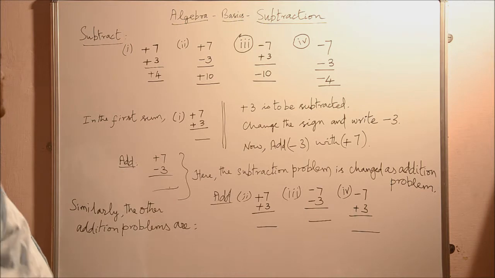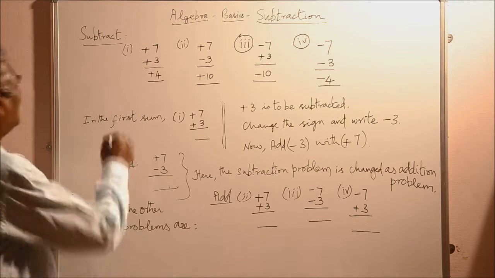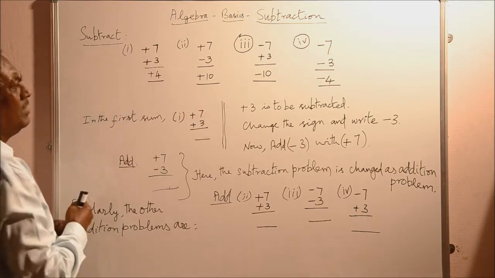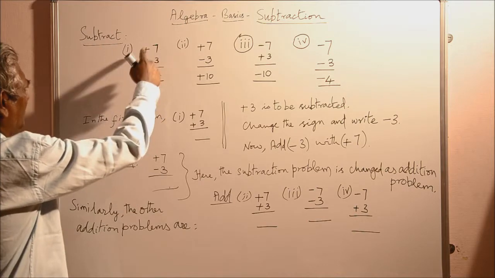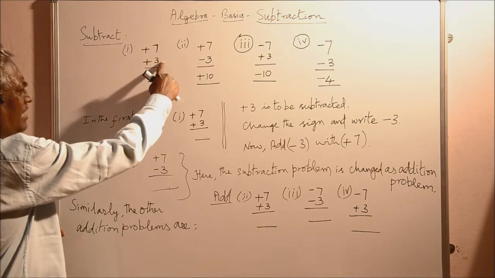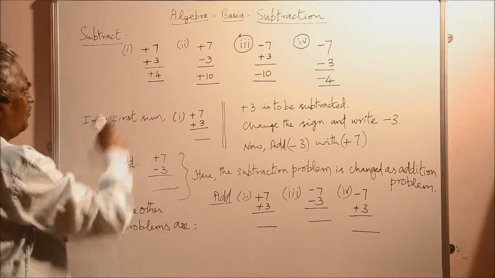Children, now we are going to see some of the problems in subtraction. It is basic problems in algebra. Here we have got 4 types of problems. We are subtracting plus 3 from plus 7. The answer is plus 4, it is given.